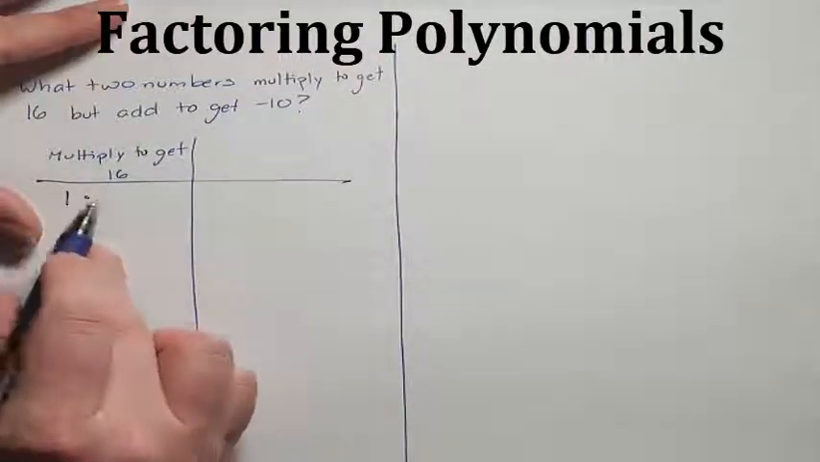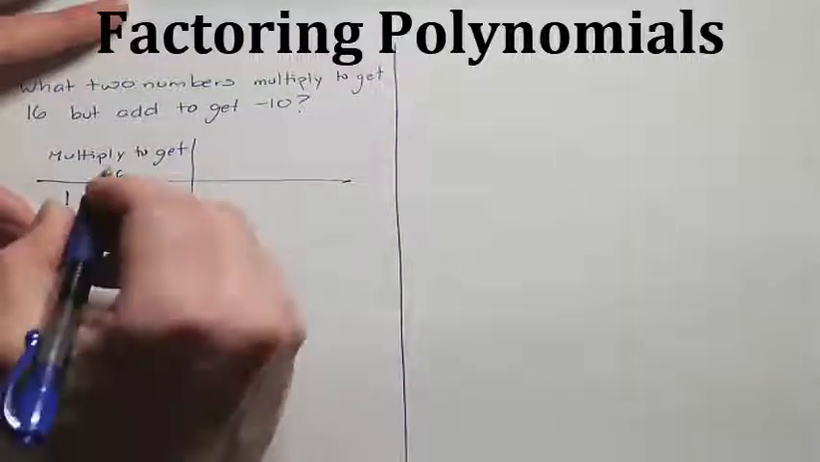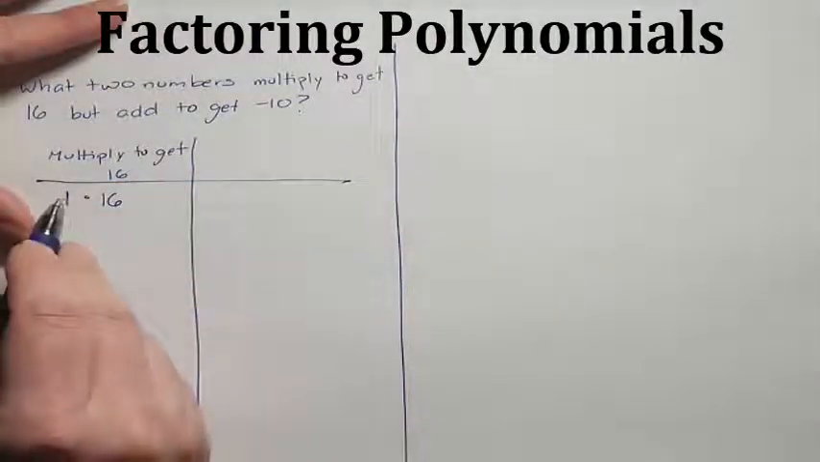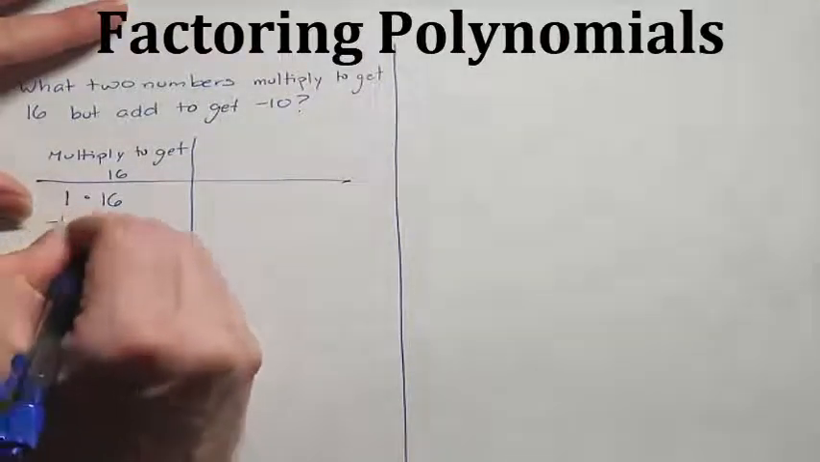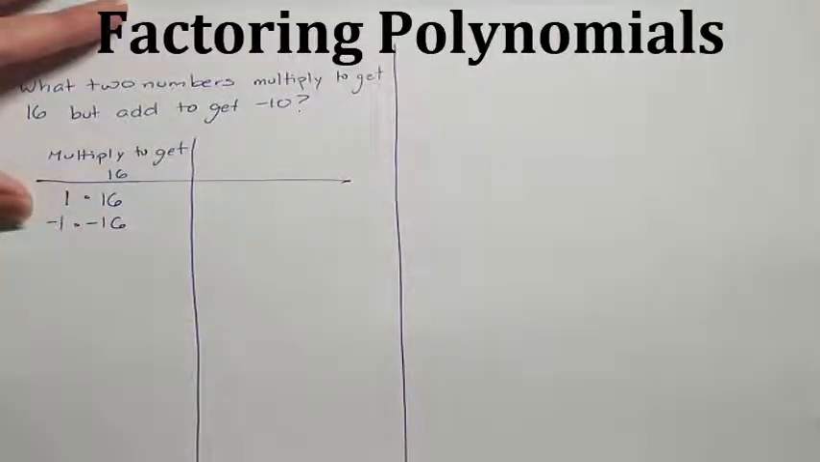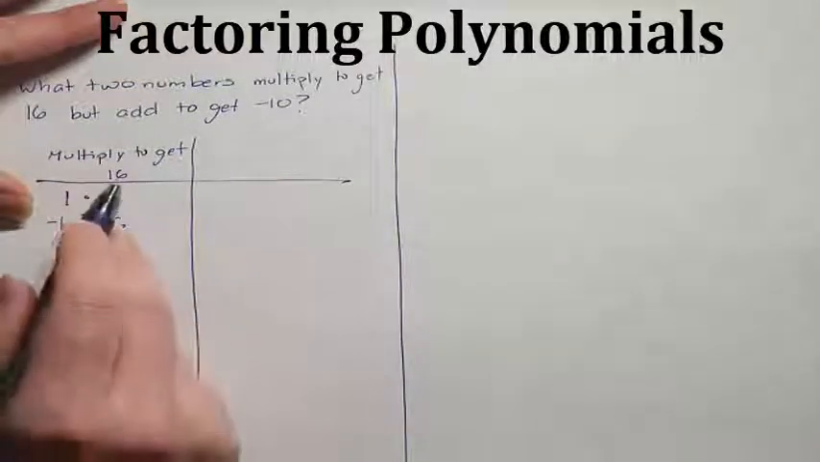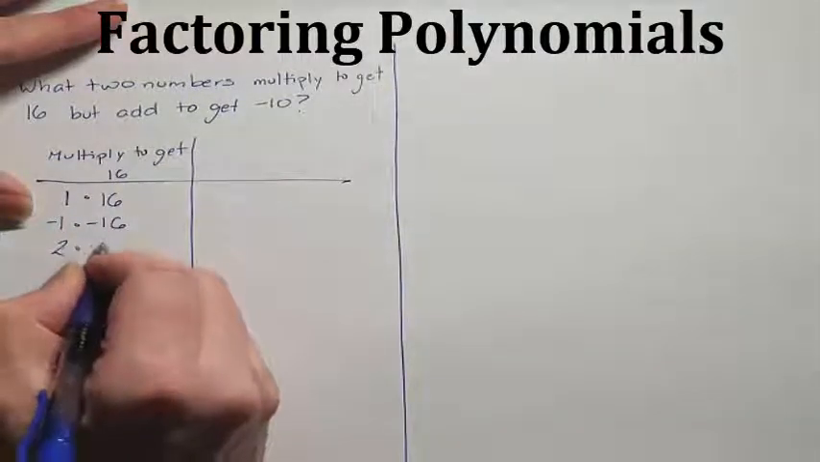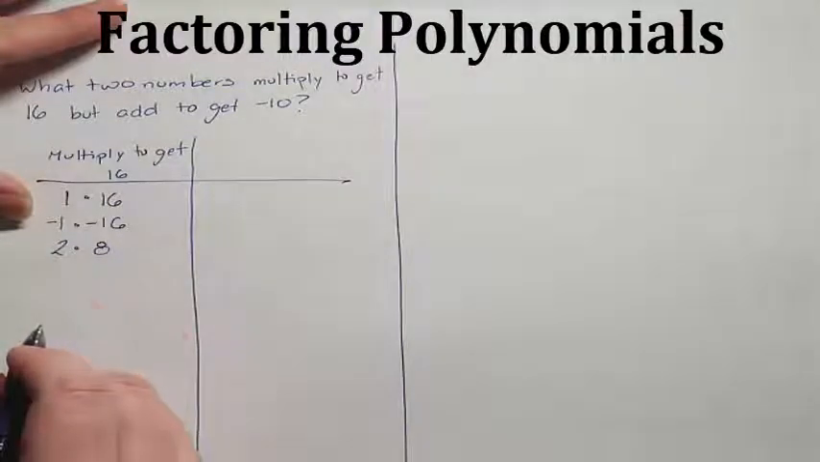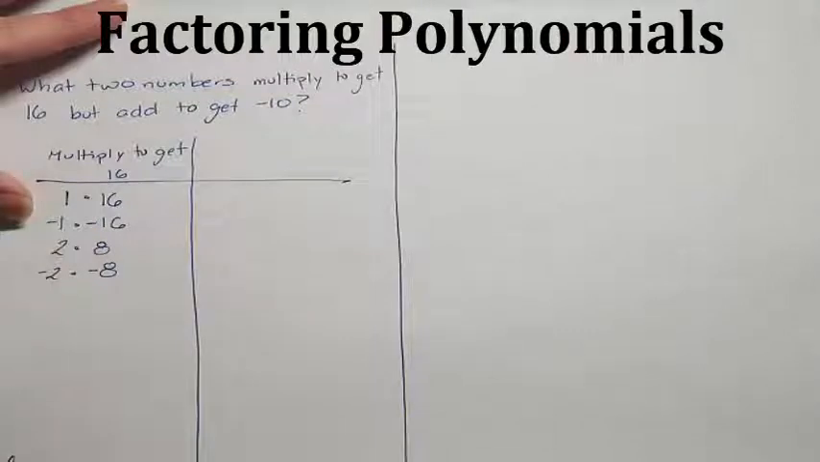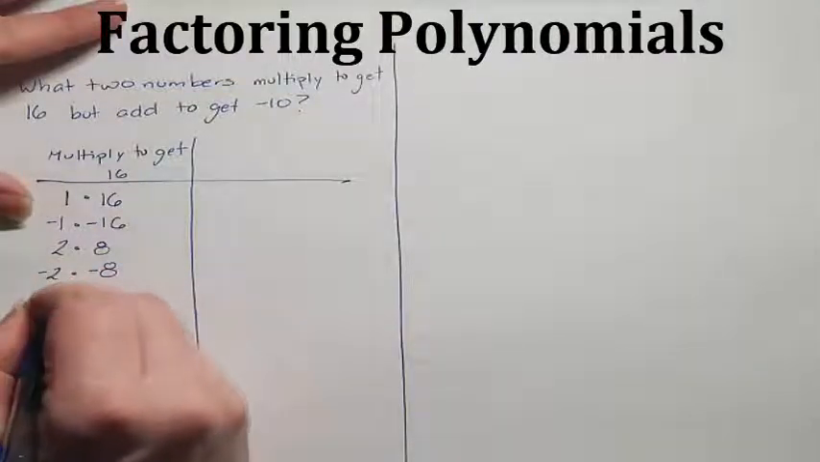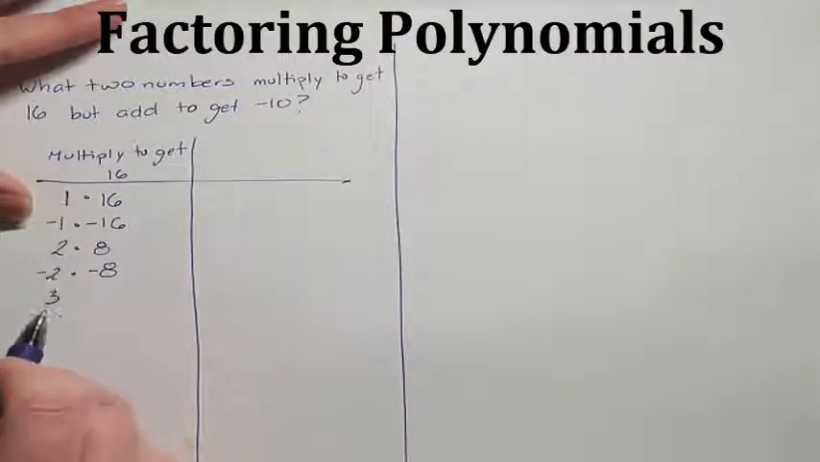So positive 1 times what gives me positive 16? Well, I know that this is 16. A positive 1 times a positive 16 will give me a positive 16. But I know that a negative 1 times a negative 16 will also give me a positive 16. I did my 1s. Now I need to do my 2s. 2 times what gives me positive 16? Well, I know 2 times 8 will give me 16. But I know that a negative 2 times a negative 8 will also give me a 16. So now I need to try my 3s, because I did 1s, now I did 2s, now 3s.